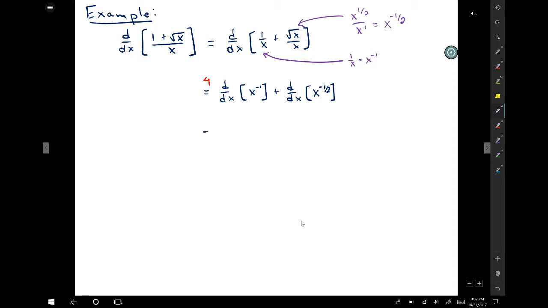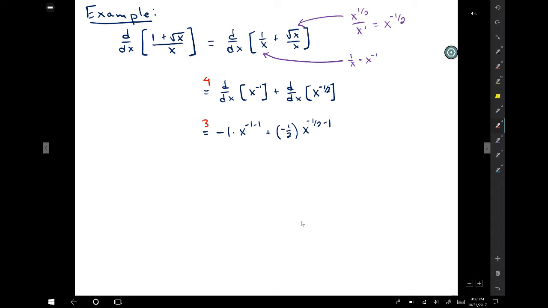Okay, in my next step, I'm actually going to take derivatives. I'm going to bring that minus 1 down. So I have that minus 1. I have to subtract 1 from my exponent. And then in my next term, okay, I have to bring down that minus 1/2. And then I have x to the minus 1/2 minus 1.